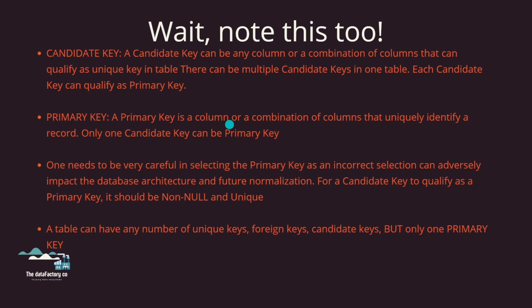Okay, next. Cool. A few things are very important to note before we move to the practical session. First, let's understand what a candidate key is. A candidate key can be any column or a combination of columns that can qualify as a unique key in a table. Now, there can be multiple candidate keys in one table. Each candidate key can qualify as a primary key, but do not confuse that with the fact that we can have only one primary key within a table.